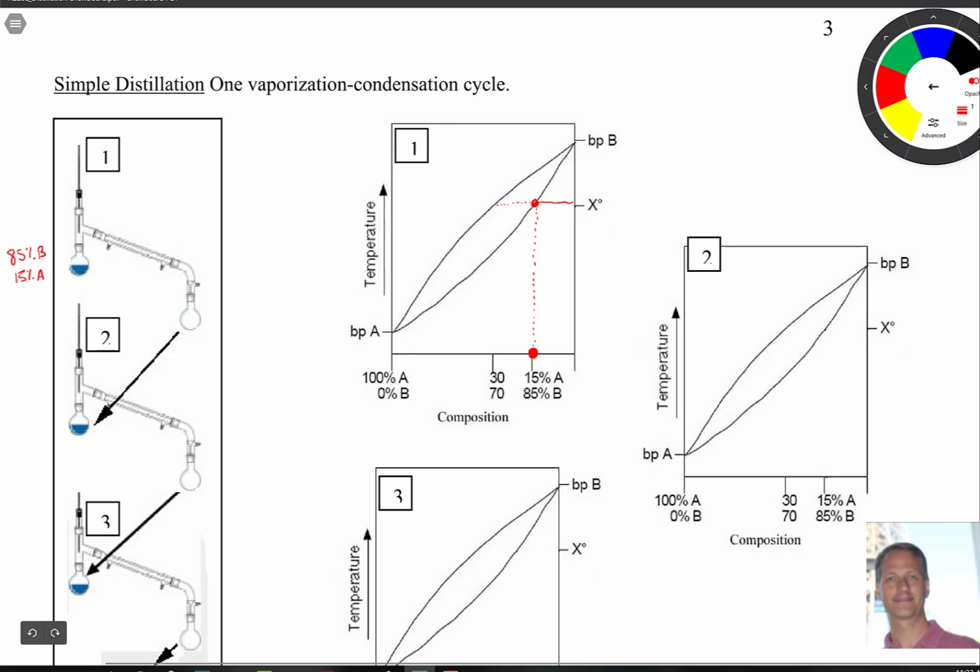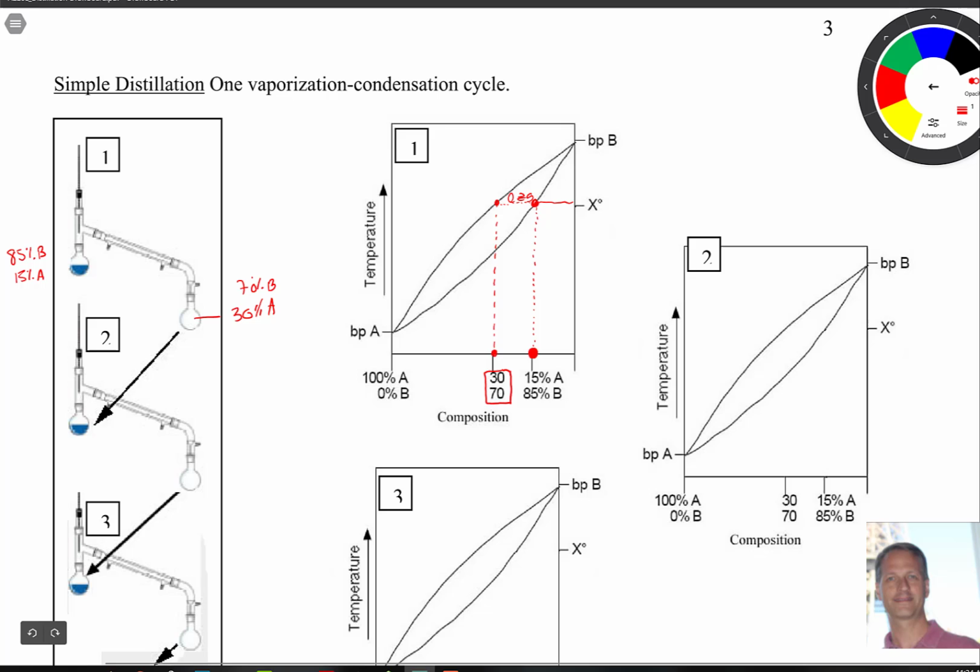And now we have this liquid vapor condensation cycle. And now we're coming down here. And this is what we collect. So this is what we get off of the column. So what's collected in here is 30% A and 70% B.